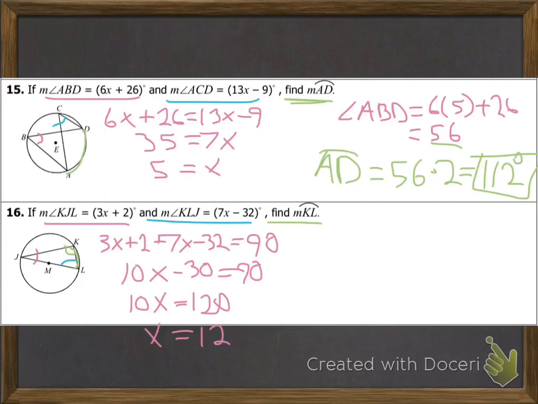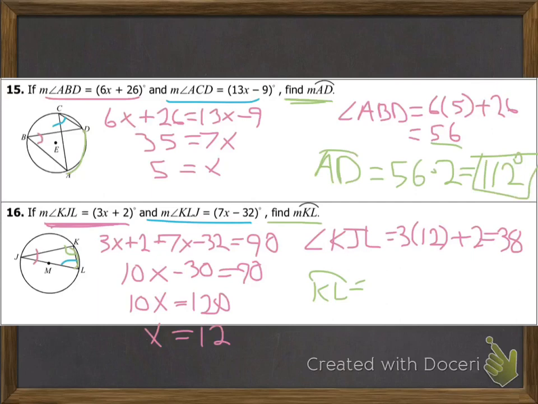All right? So now, similar situation, I need to figure out the measure of the angle, and then we'll use that to find the measure of the arc. So the one we're going to plug into is definitely KJL, because that's going to be the angle that lines up with arc KL. So for angle KJL, we're going to have 3 times 12 plus 2, and that's going to end up being 38. So 38 is the measure of the angle. So then to find the arc, you have to double it. So arc KL is going to be 38 times 2, which is 76 degrees.